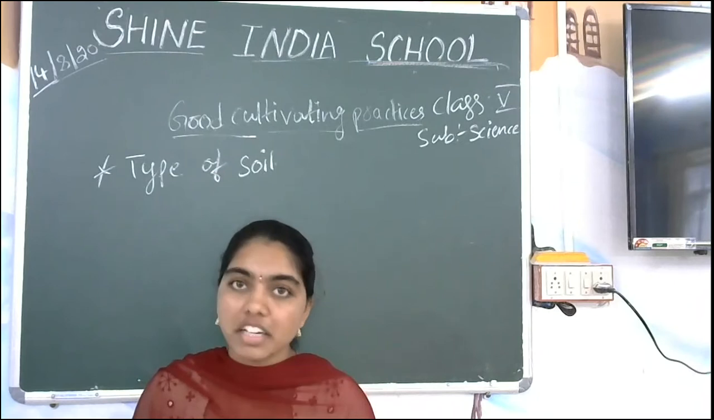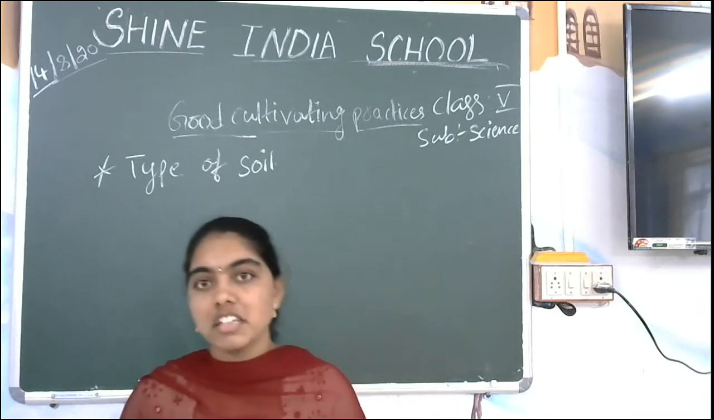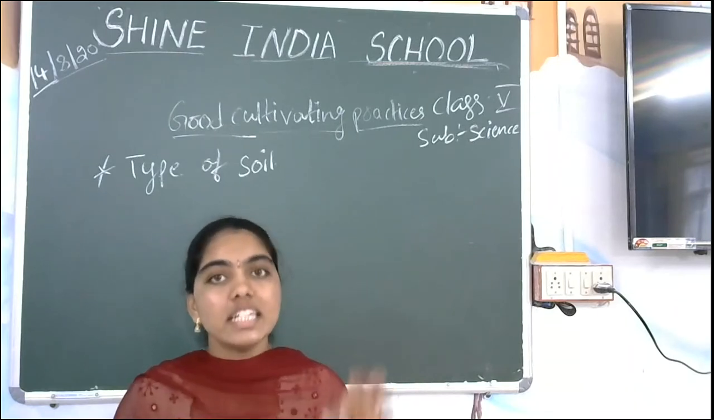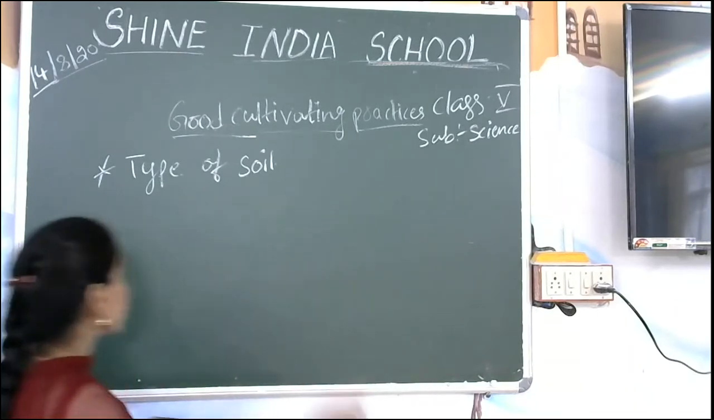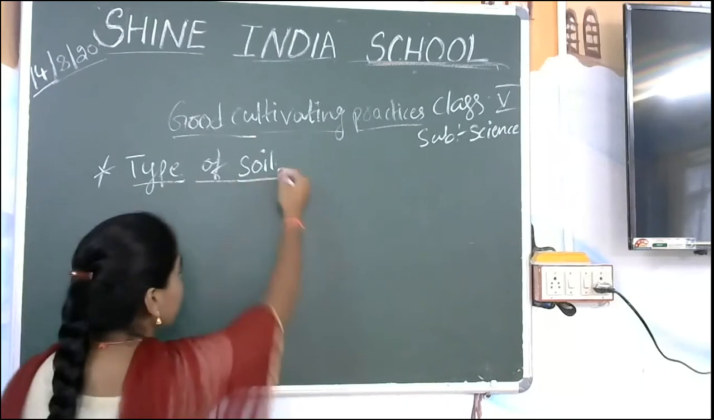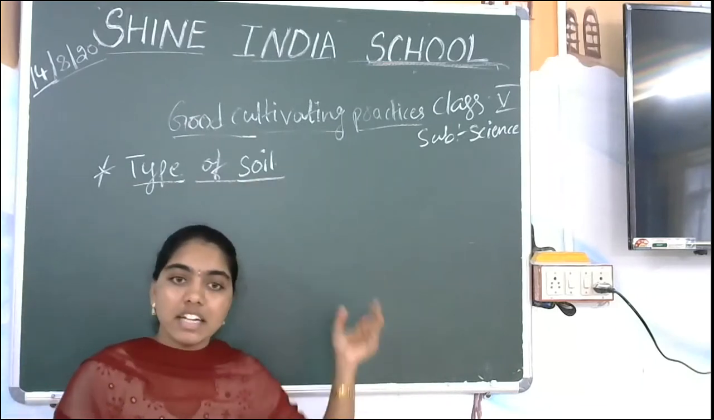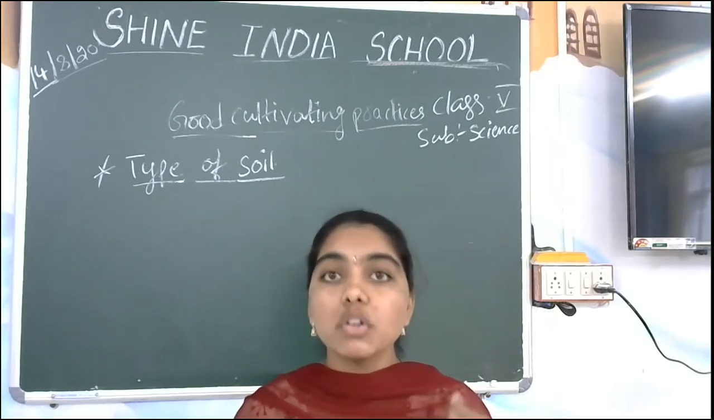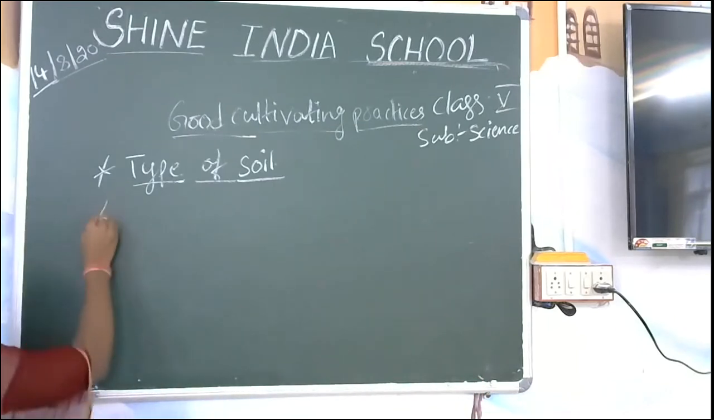If the soil is very fertile, if the soil is alluvial soil, if the soil is a black soil, according to the soil, we need to sow the seeds. What is the first thing here? Type of the soil is important for the cultivating practices. And the next one: the seeds to be sown should be of good quality.